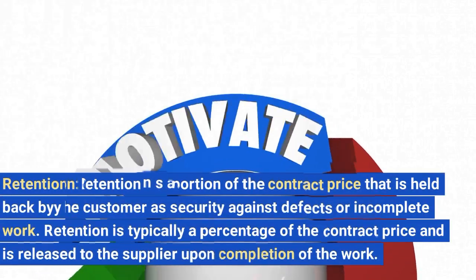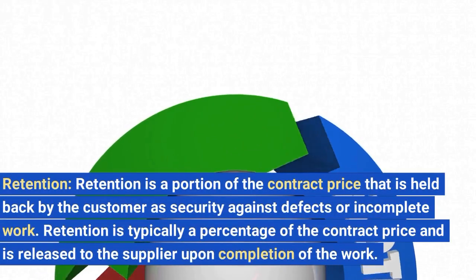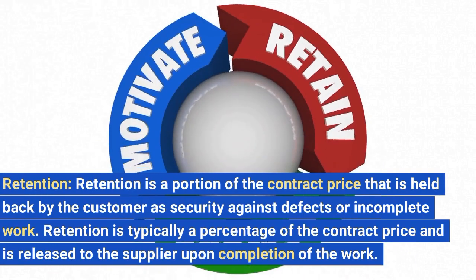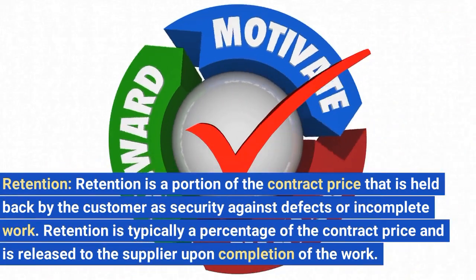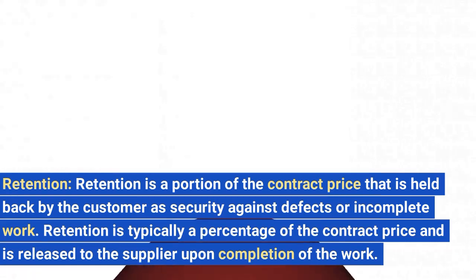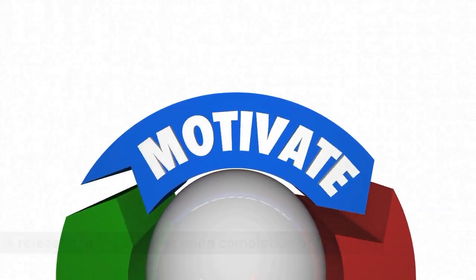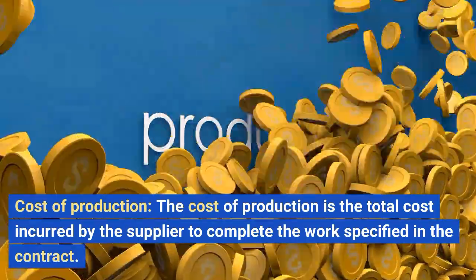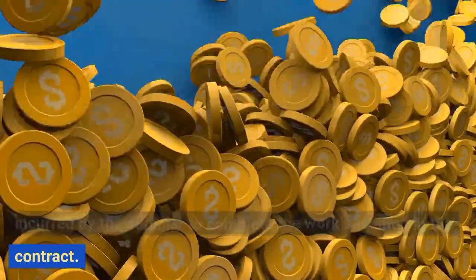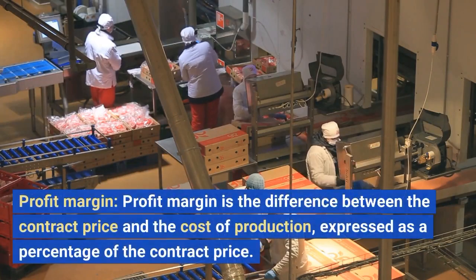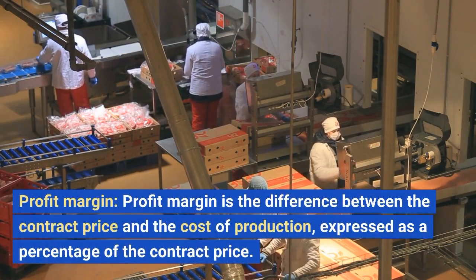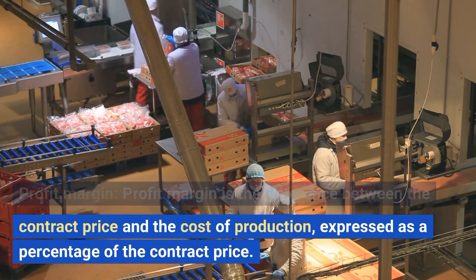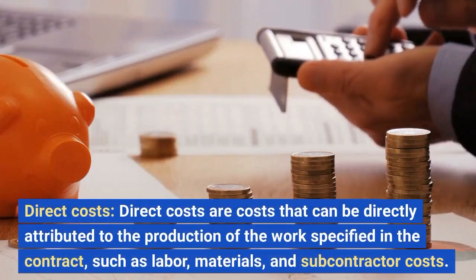Retention. Retention is a portion of the contract price that is held back by the customer as security against defects or incomplete work. Retention is typically a percentage of the contract price and is released to the supplier upon completion of the work. Cost of production. The cost of production is the total cost incurred by the supplier to complete the work specified in the contract. Profit margin. Profit margin is the difference between the contract price and the cost of production, expressed as a percentage of the contract price.